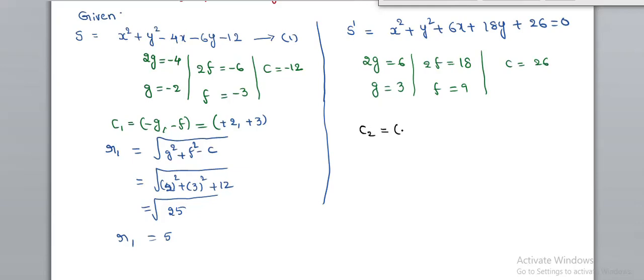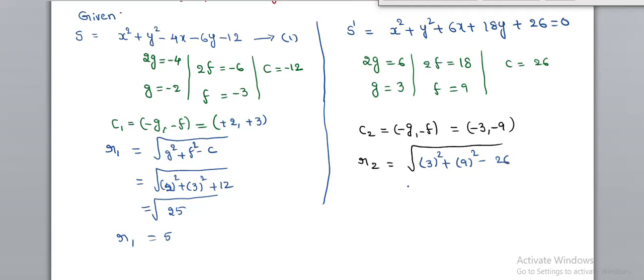Center C2 is equal minus G comma minus F, minus 3 comma minus 9. Radius R2 is equal, same formula, square root of G square plus F square minus C: 3 square plus 9 square minus 26. So 9 plus 81 minus 26. So 90 minus 26. That is the value, square root 169, that is the value 30. So R2 value 30.